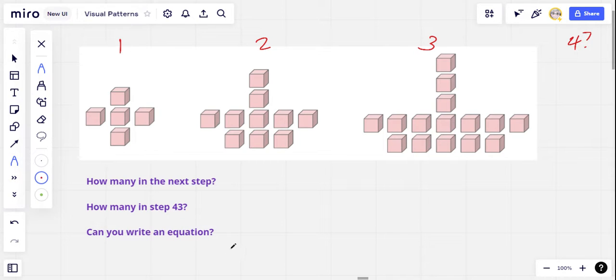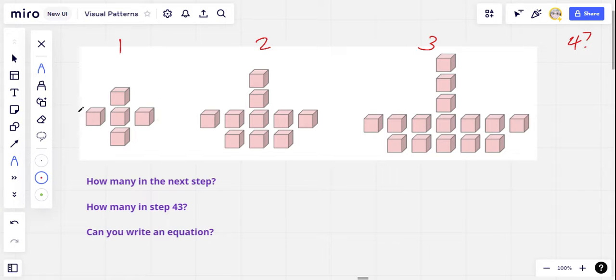And can you write an equation that you could use to predict the number of blocks in any step at all? So that's the challenge. If you'd like to accept that, pause the video and give it a try. All right, so let's take a look at this and see if we can sort out what's going on just by looking.